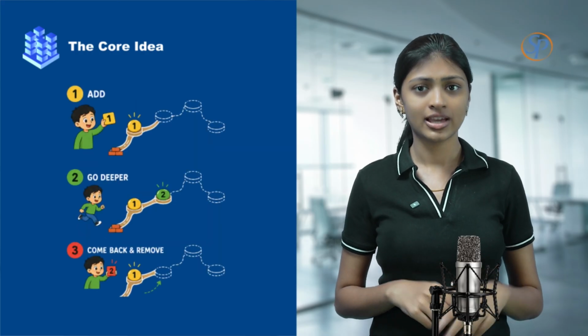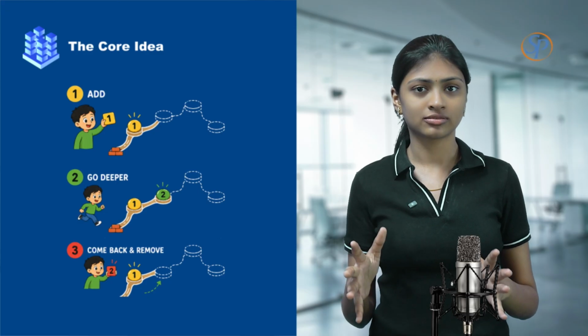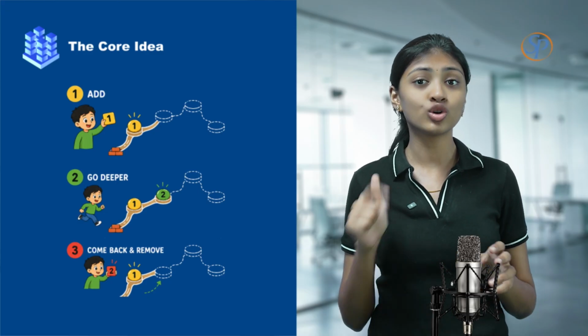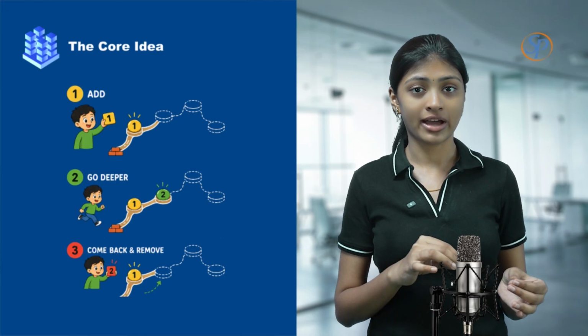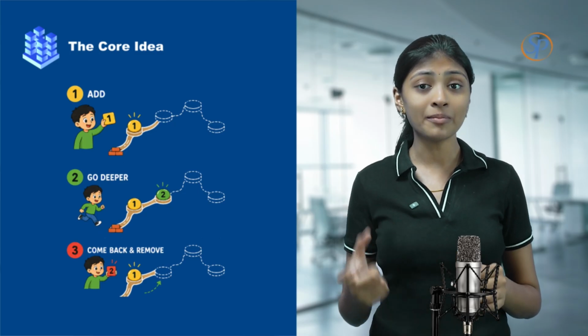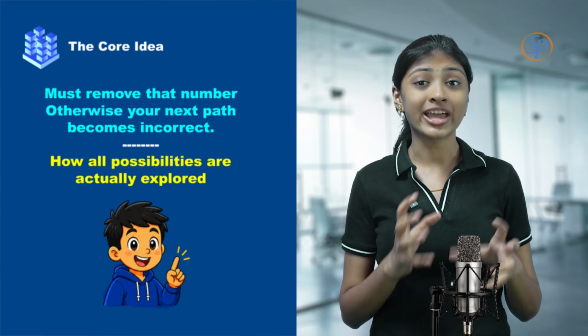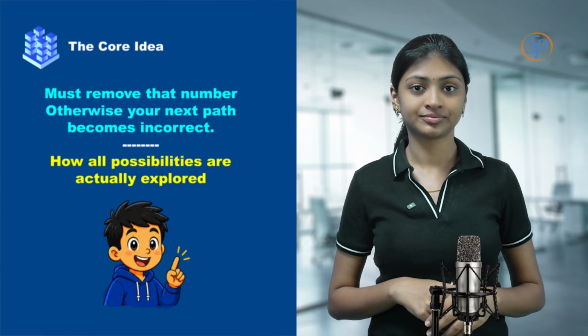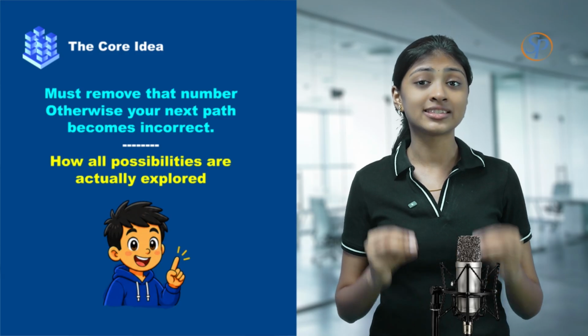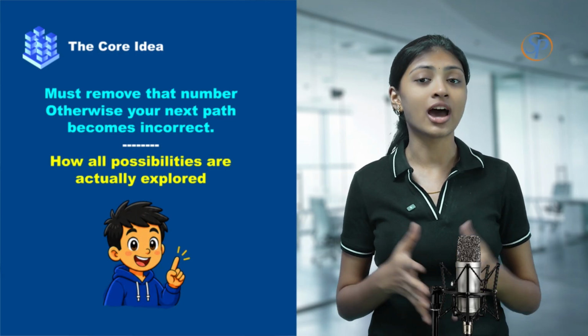Think like this. Imagine you're building a path. You add a number, then you go deeper. Then you come back. Now, when you come back, you must remove that number. Otherwise, your next path becomes incorrect. Now, let's see how all possibilities are actually explored.